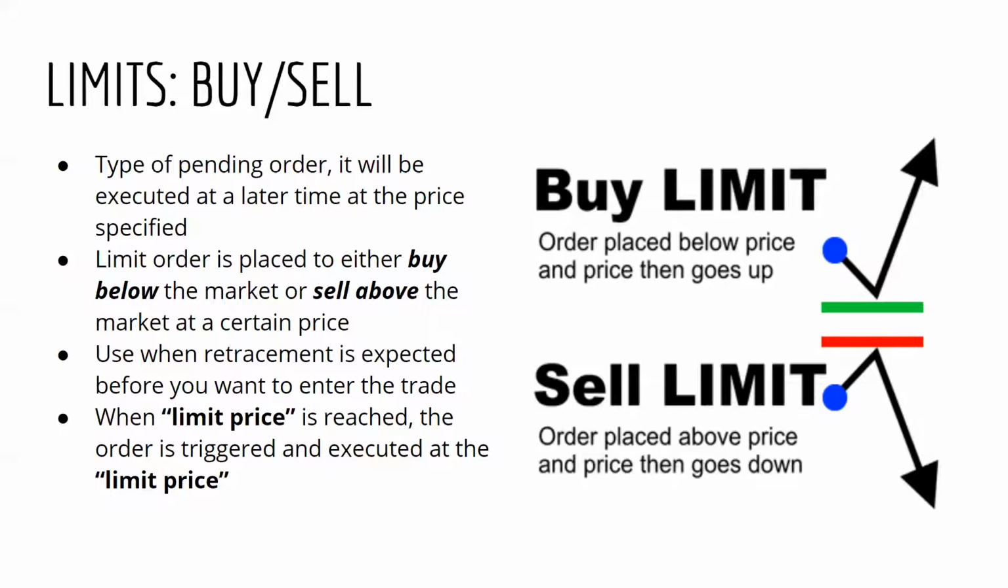A limit order is placed to either buy below the market or sell above the market at a certain price. If you look at the illustration on the right, it shows you the buy limit, where the order is placed below the price and the price then goes up. The blue dot is where price is. So the order is placed below the price. The price will have to come back down, hit your limit, and then go up. The opposite for the sell limit, the price is where the ball is. So the price is above where the market is. The price has to come up, hit your limit, and then go down.